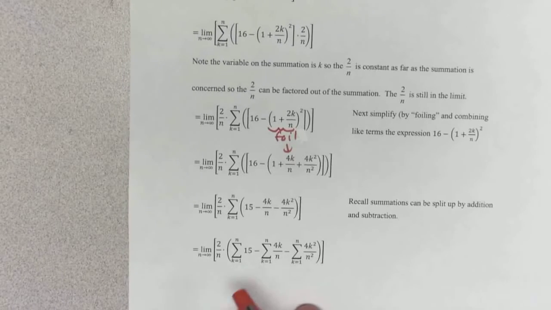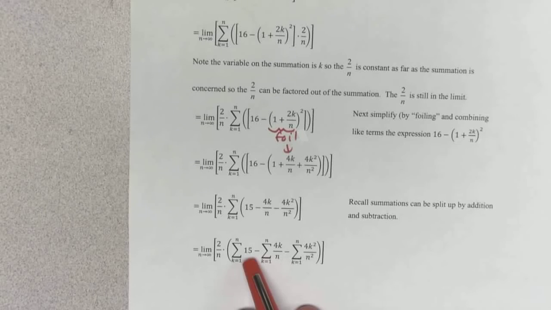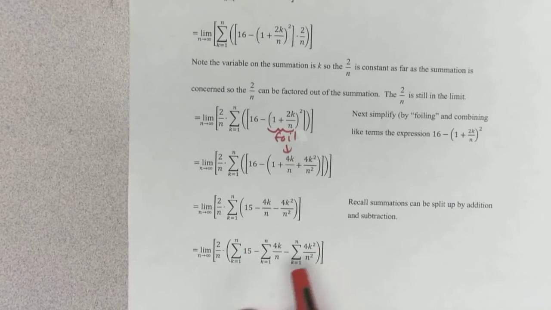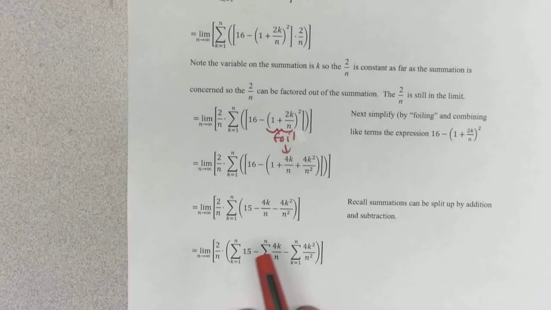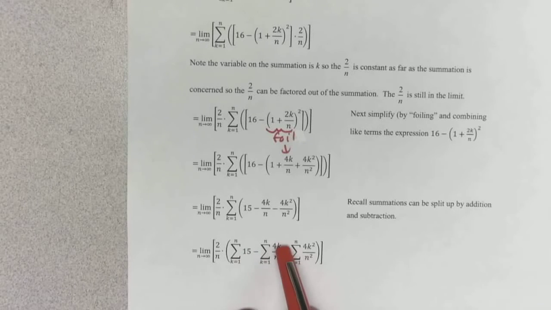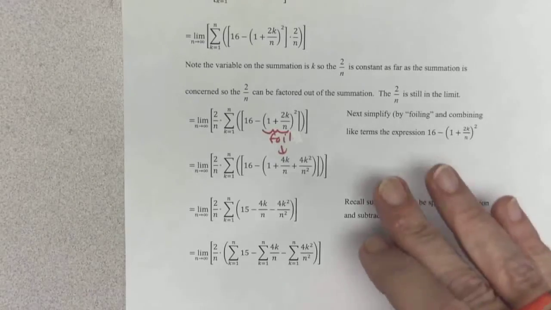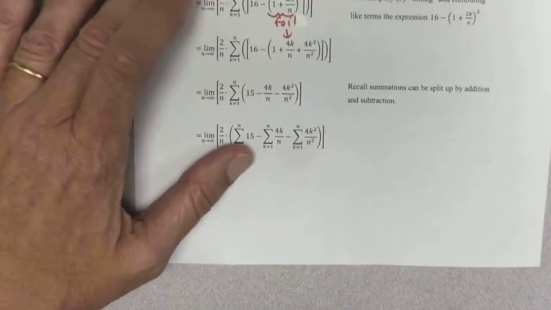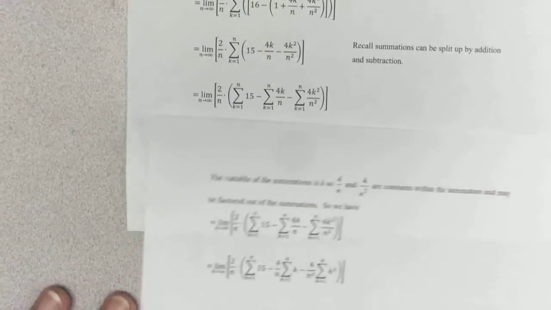Because I have a formula for when I have a constant. I have a formula for k, and I have a formula for k squared. So that's why I split it up into 3 separate summations, because I have formulas for constants, I have a formula for k, I have a formula for k squared. Continuing on.